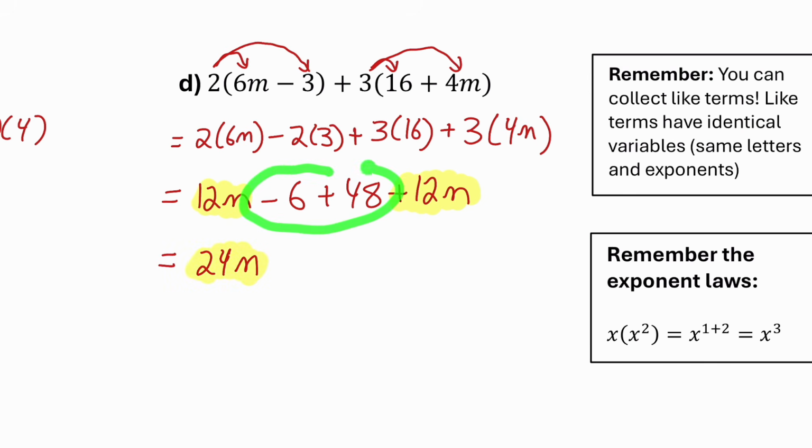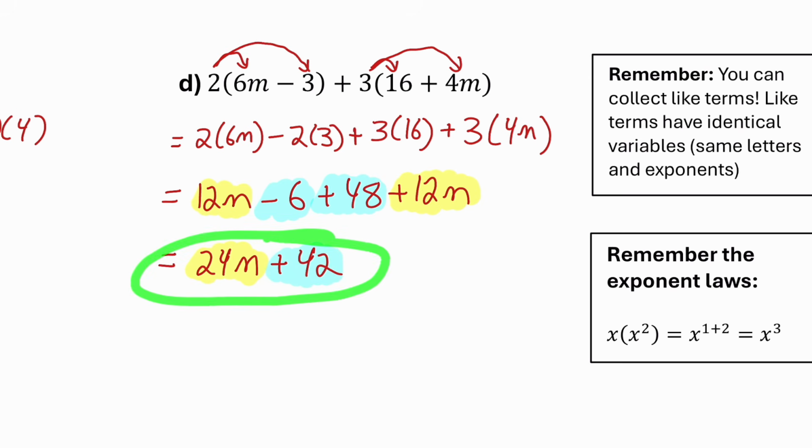And then any constants are like terms as well. Negative 6 plus 48 is positive 42. So there's my final answer, 24m plus 42.